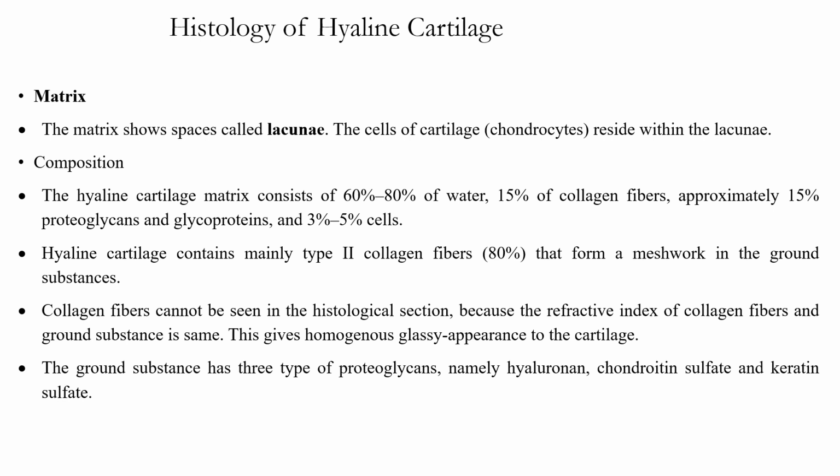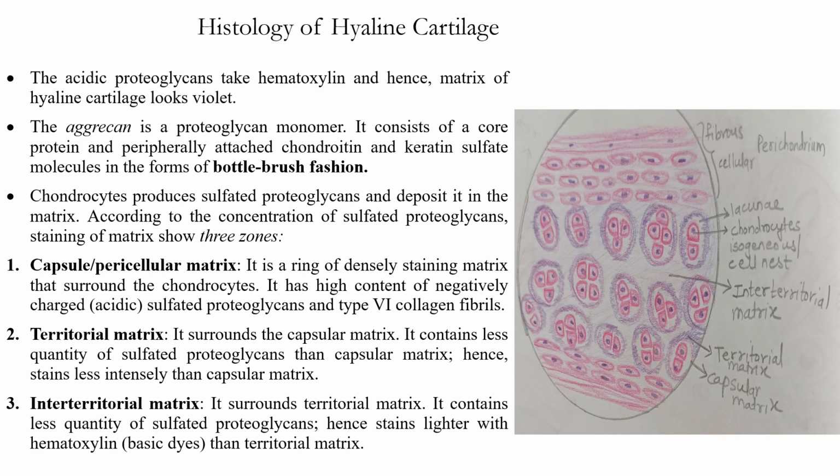And the composition of ground substance is mainly proteoglycans, and there are three varieties of proteoglycans present in hyaline cartilage: hyaluron, chondroitin sulfate, and keratan sulfate. In the matrix, we have lacunae, and in these lacunae there are chondrocytes, and the chondrocytes produce sulfated proteoglycans. Depending on the concentration of sulfated proteoglycans, there will be variation in the staining of the matrix, by which the matrix is divided into three zones.